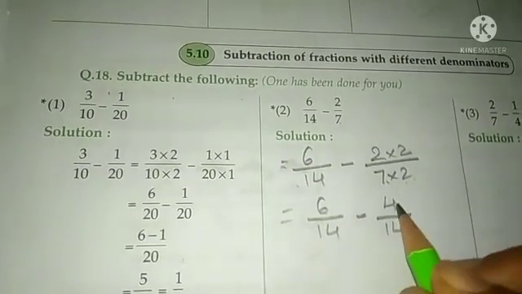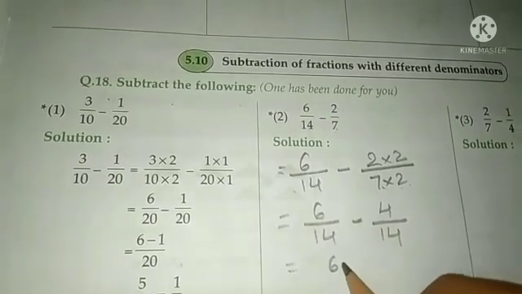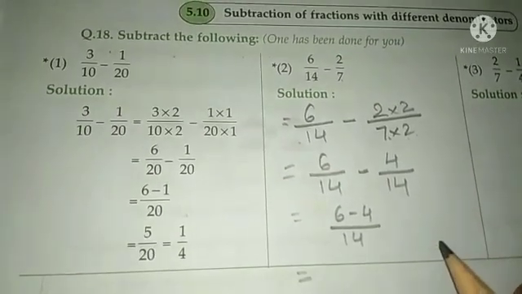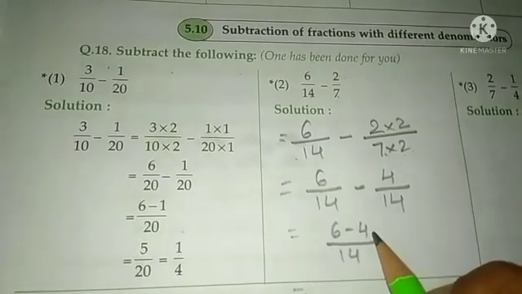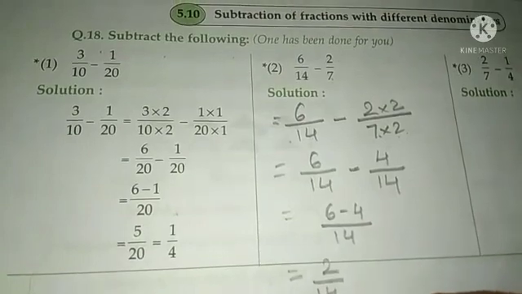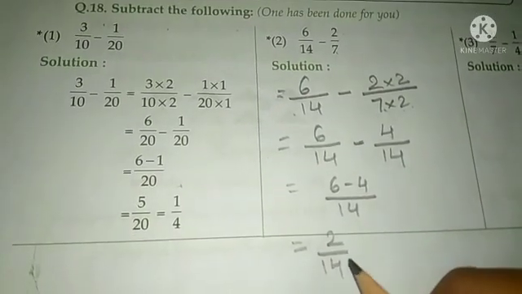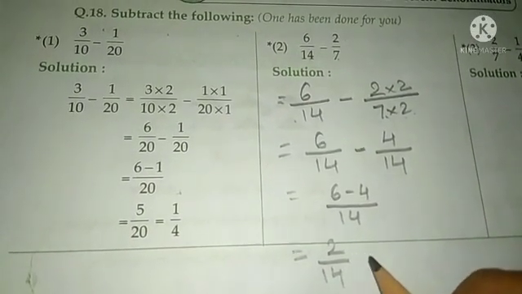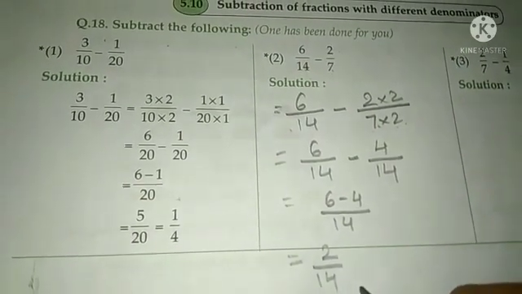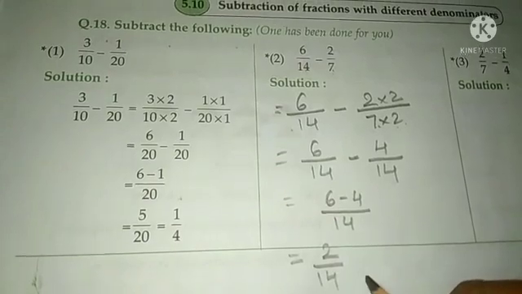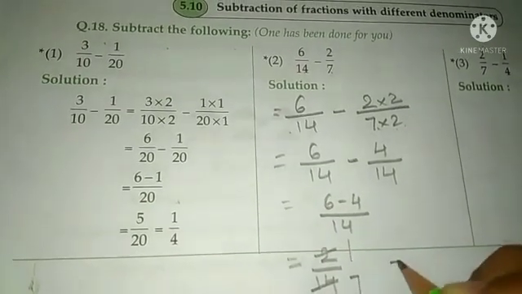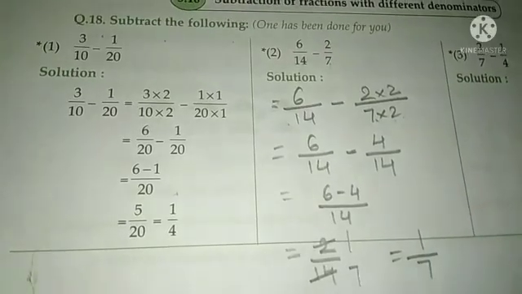So we have to subtract our numerators, that is 6 minus 4 upon 14. So what will you get over here, that is 6 minus 4? You will get 2 upon 14. So we can divide this 2 and 14. Clear? Both the numbers are there in your 2's table. So 2 ones are 2, 2 sevens are 14. So your answer is 1 upon 7.